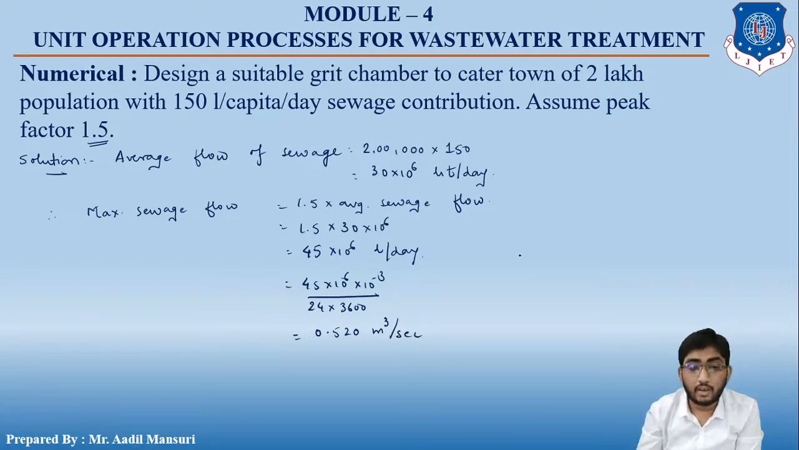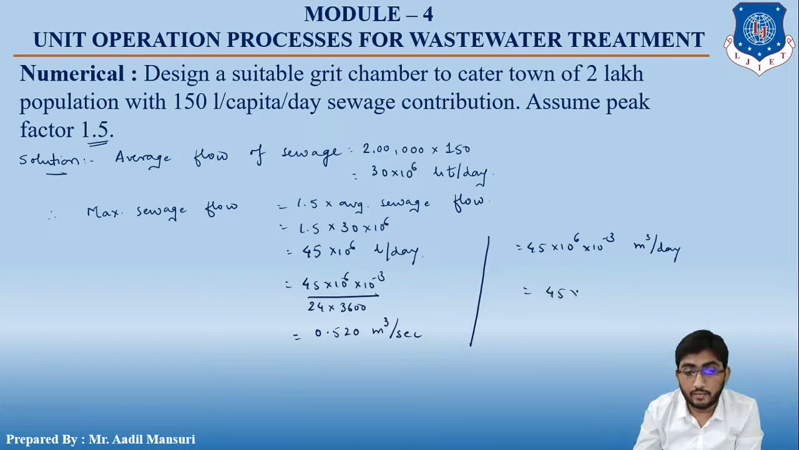Okay, if I talk about converting into meter cube per day, then this will be equals to 45 into 10 to the power 6 into 10 to the power minus 3 in meter cube per day, right? So this will be equals to 45 into 10 to the power 3 meter cube per day, right? Clear? So this was the maximum sewage flow.